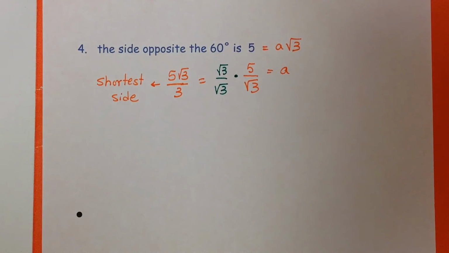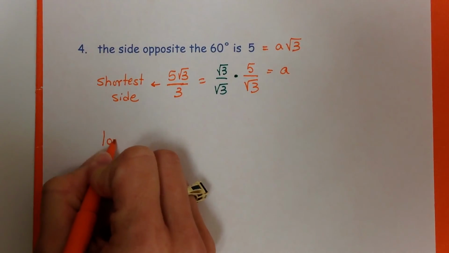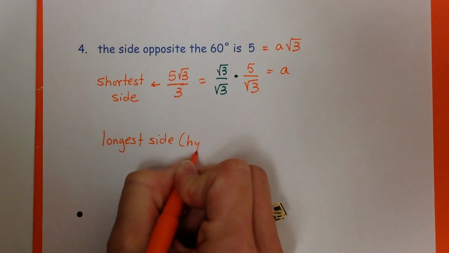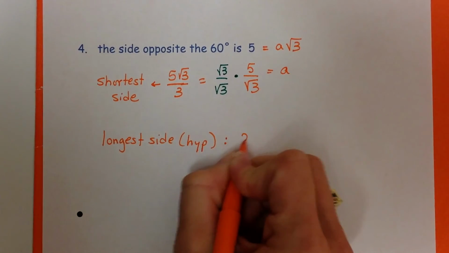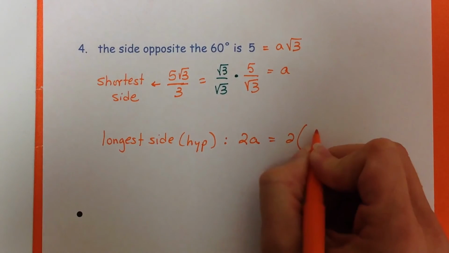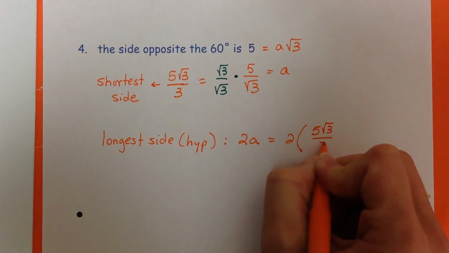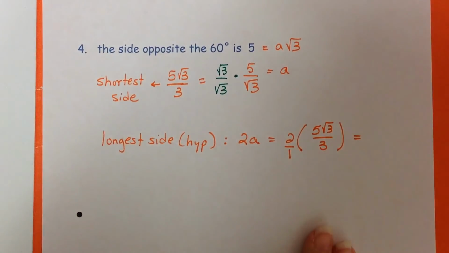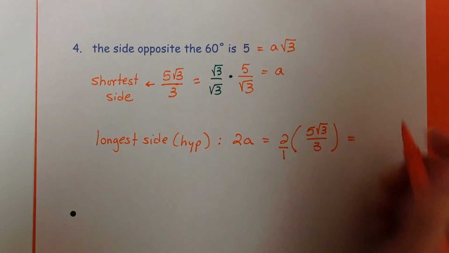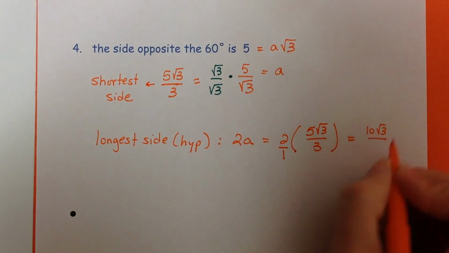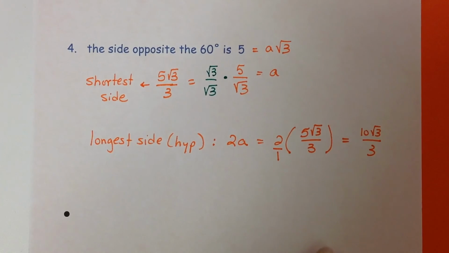So what I'm left to find now is going to be my longest side, or my hypotenuse. So my expression is 2 times A. So I have to do 2 times 5 square root 3 over 3. Now remember, the 2 is understood to be over 1. So you multiply your numerators together, so that's 10 square root 3. And then you multiply your denominators together, which is 3. So your longest side is 10 square root 3 over 3.